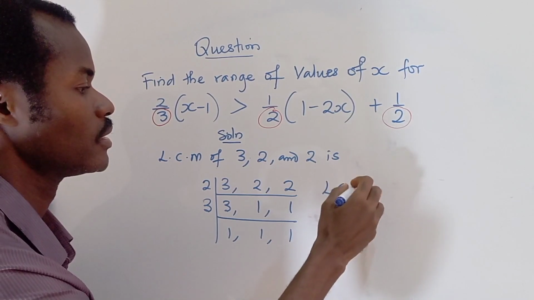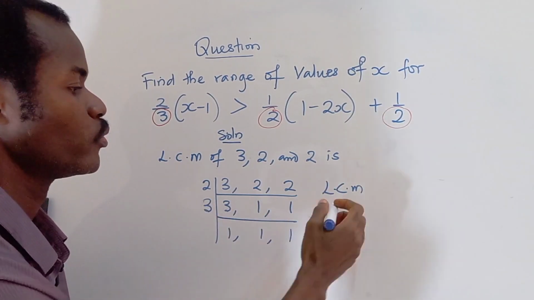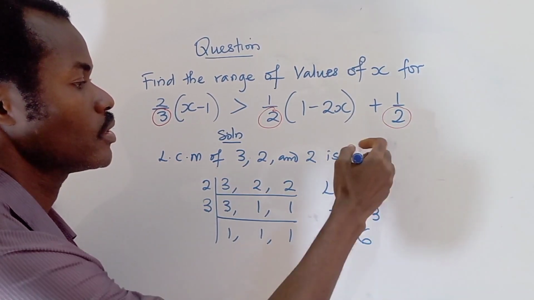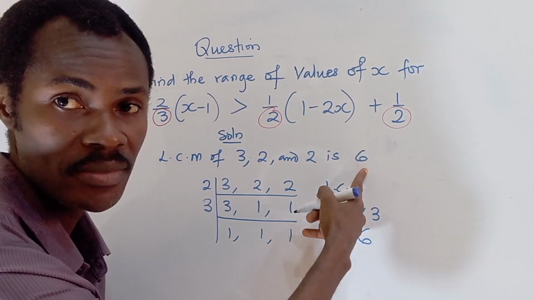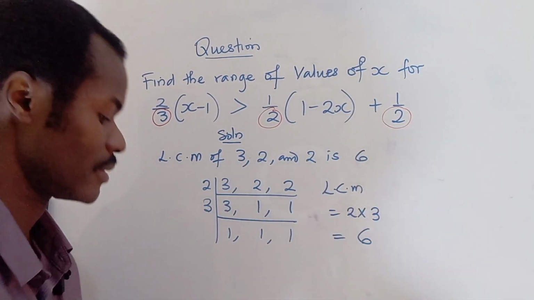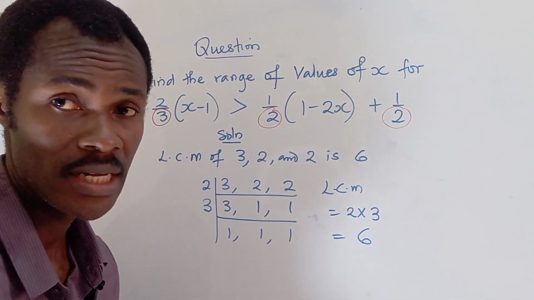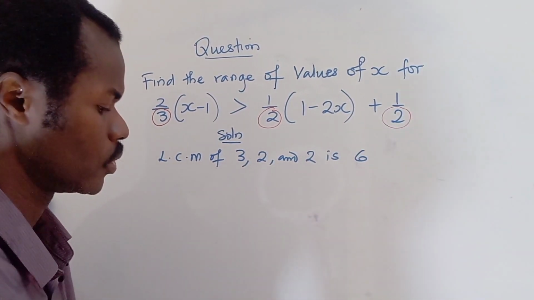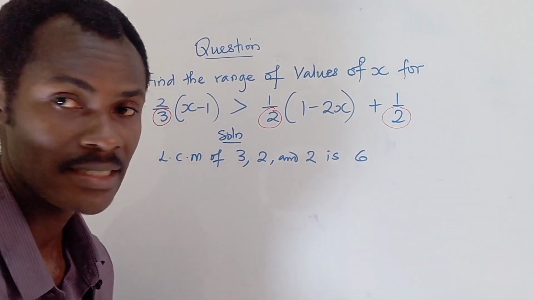Our LCM in this case is the product of 2 and 3, which is 6. So now that we know our LCM is 6, we're going to use 6 to multiply this and this individually or separately. So let's do that and see how we can further simplify it.